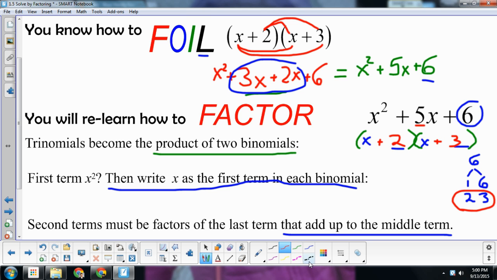Two binomial factors, this is what my answer looks like right here. And notice that's the exact same thing that we started with when we were going the other direction, when we were foiling and turning it into a trinomial. So factoring means take a polynomial expression, typically a trinomial with three terms, and turn it into the product of two binomial factors.